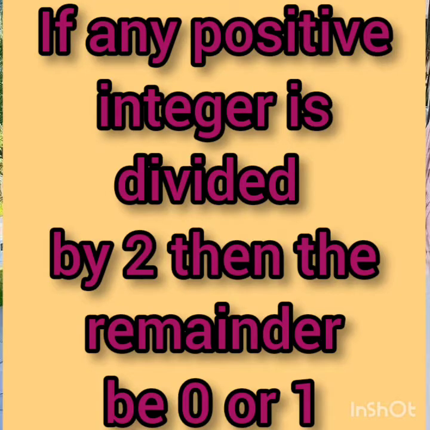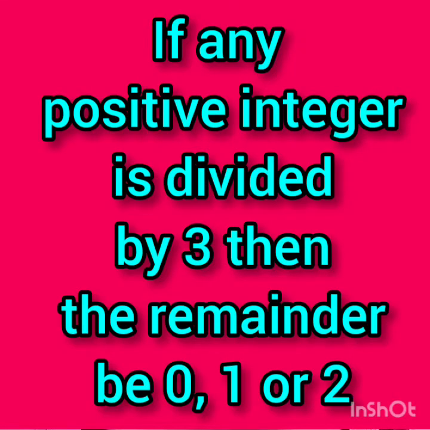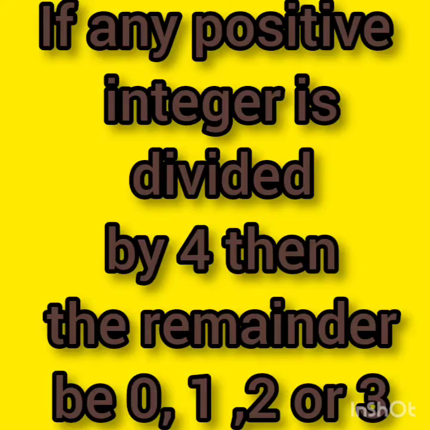If any positive integer is divided by 2, then the remainder is 0 or 1. If any positive integer is divided by 3, then the remainder is 0, 1 or 2. If any positive integer is divided by 4, then the remainder is 0, 1, 2 or 3.